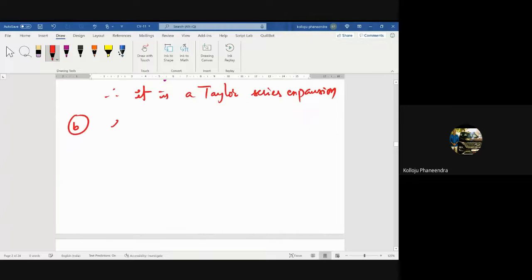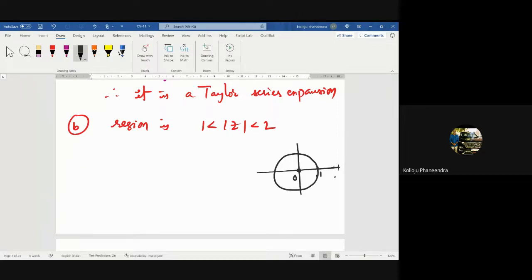Coming to the second one, what is the reason? 1 less than mod z less than 2. So clearly, z equal to 0 and 1. So this is one circle. Take this as 2. This is another circle. Where does z lie? Between 1 and 2 means exactly this one: a ring shaped region. So analyze, which series will you get? Definitely a Laurent series expansion.